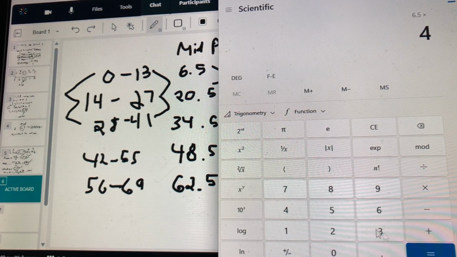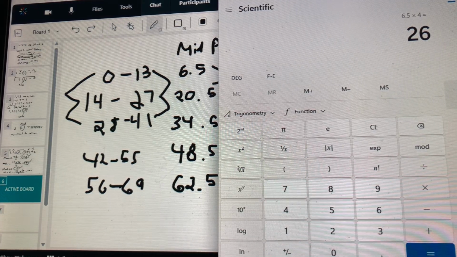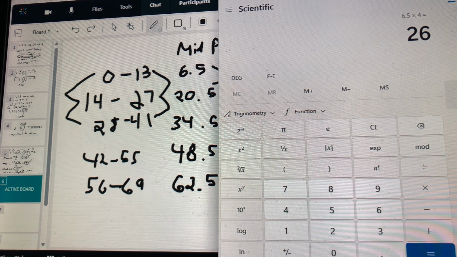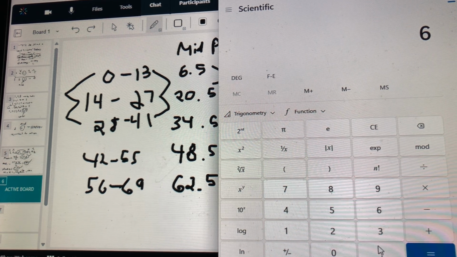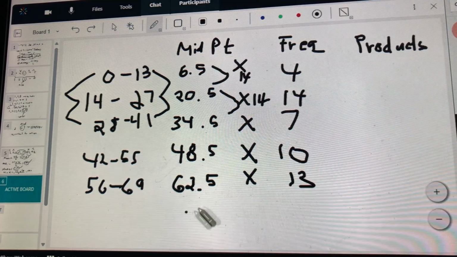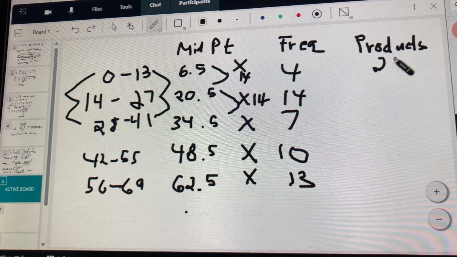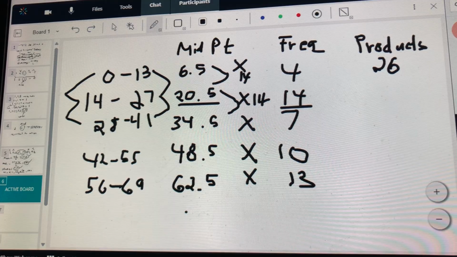6.5 times 4, something's wrong because I didn't get the same answer. Oh, see, I didn't type this one right. I typed that other one wrong. It was 6.5 plus 6.5 plus 6.5 plus 6.5. It's actually 26, not 24.5. So this is 26. Now do this 20.5 times this 14.